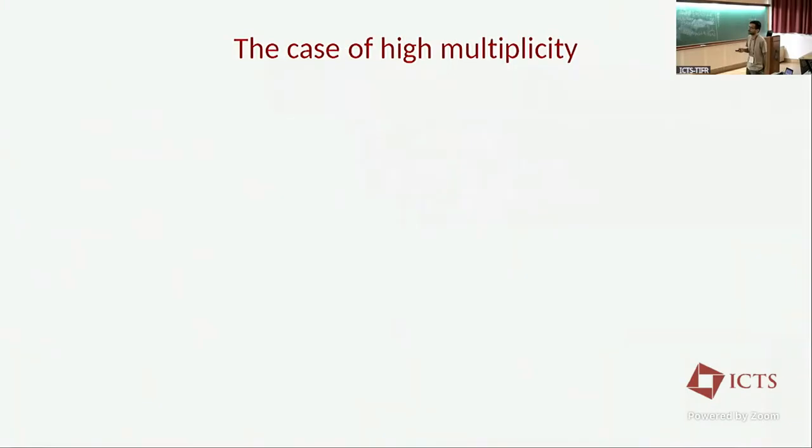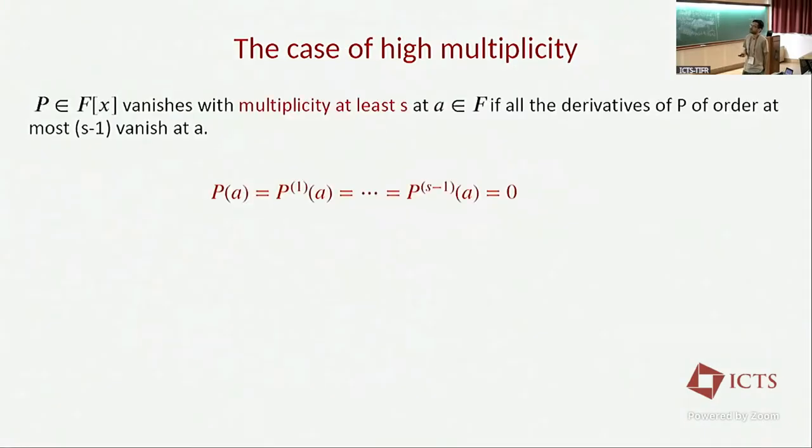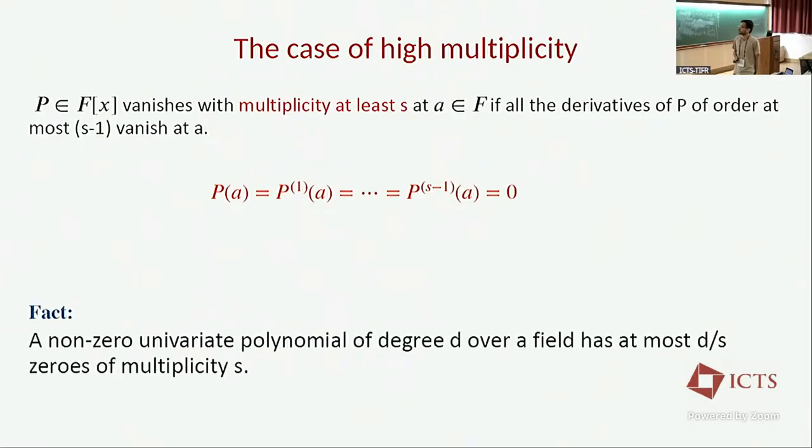So let's start with the case of high multiplicity. Here's a definition. A polynomial P vanishes with multiplicity at least s at a point a if P and all its derivatives of order less than s are 0 at a. Throughout this talk, think of the field F as being of sufficiently large characteristic, and we will just work with standard derivatives. It's not important. This is a generalization of the fact that we saw on the first slide. A non-zero univariate polynomial of degree d over a field has at most d/s zeros of multiplicity s. This is the fact that leads to univariate multiplicity codes having good distance.